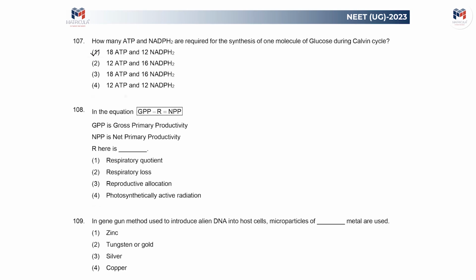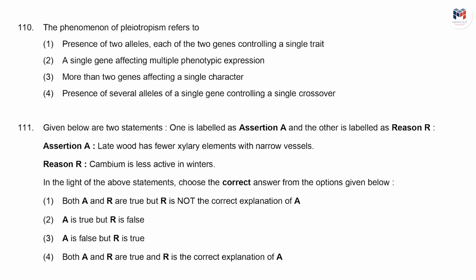Question number 108. In the equation GPP minus R equal to NPP, where GPP is gross primary productivity, NPP is net primary productivity, R here is. The answer is option number 2, respiratory loss. Question number 109. In gene gun method used to introduce alien DNA into host cells, microparticles of dash metal are used. The answer is option number 2, tungsten or gold. Question number 110. The phenomena of pleiotropism refers to. The answer is option number 2, a single gene affecting multiple phenotypic expression.